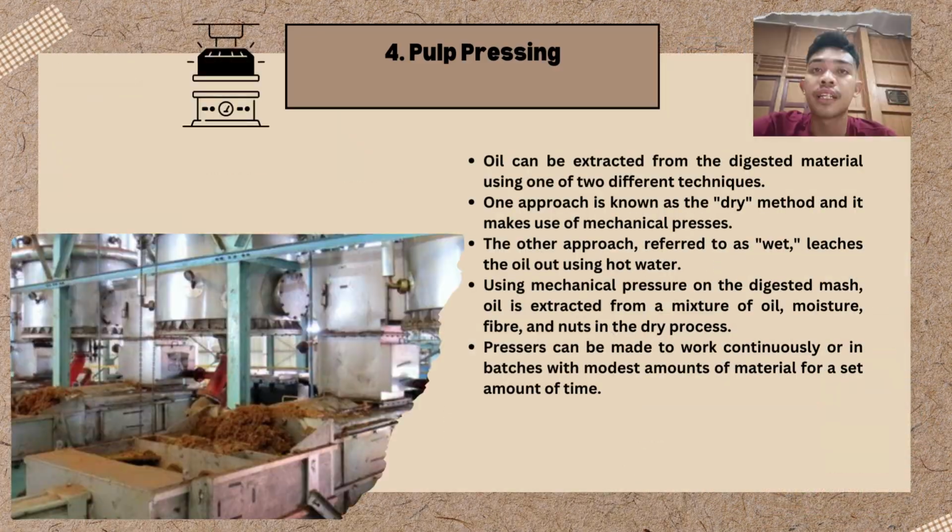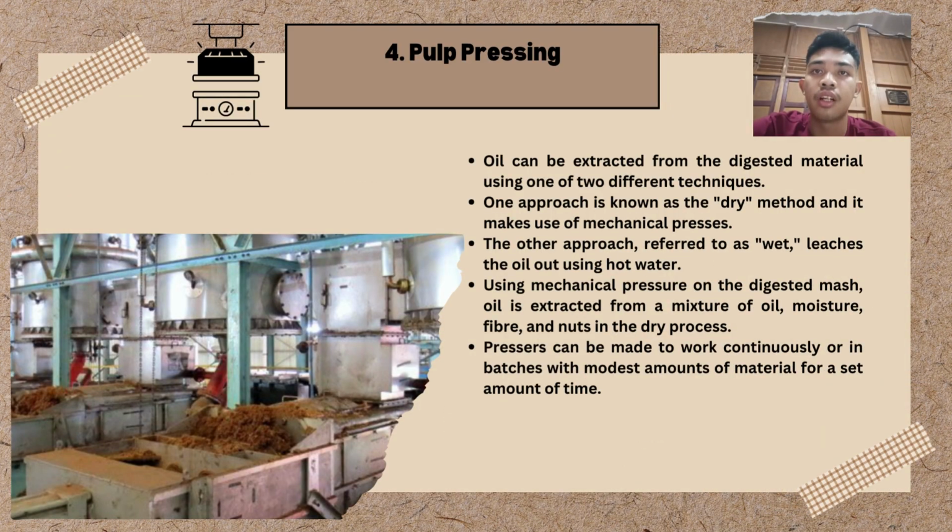The last process in the upstream is pulp pressing. Oil can be extracted from the digested material using one of two different techniques. One approach is known as the dry method, and it makes use of mechanical presses. The other approach, referred to as wet, leaches the oil out using hot water.